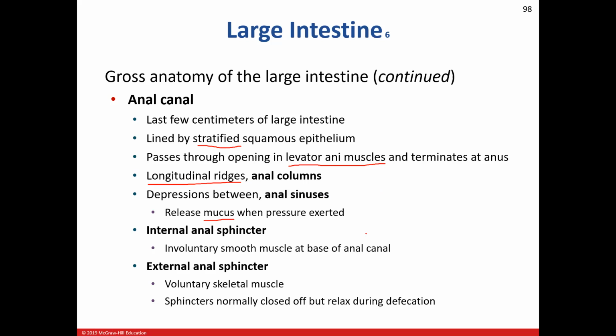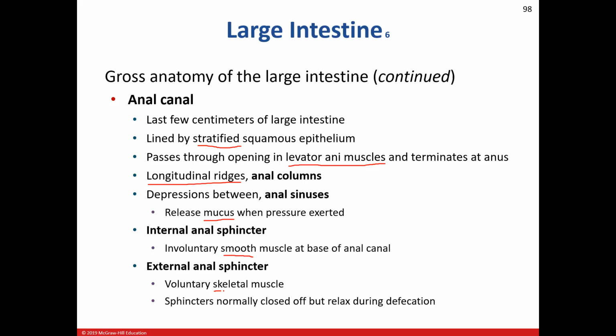You want to have plenty of mucus in this area for the passage of the feces through your body. Now, there's two sphincters here, and I mentioned them in the previous video. We have the internal anal sphincter and the external anal sphincter. The internal anal sphincter is made up of smooth muscle, obviously involuntary, all right? We don't have any control over that muscle, but we do have control over the external anal sphincter muscles.